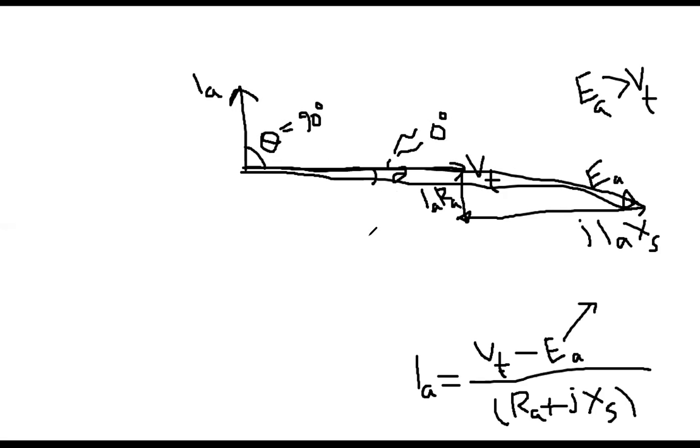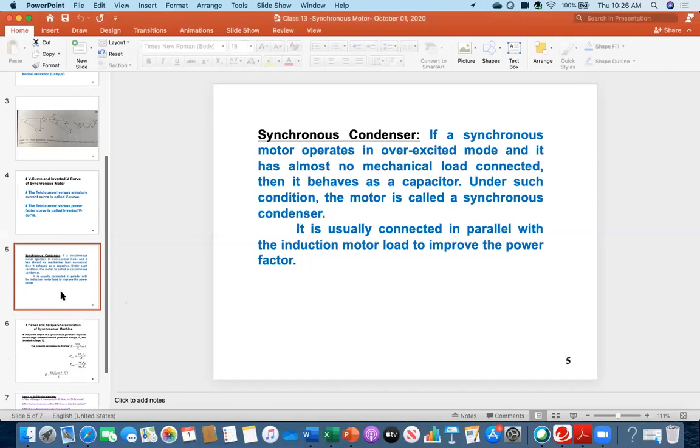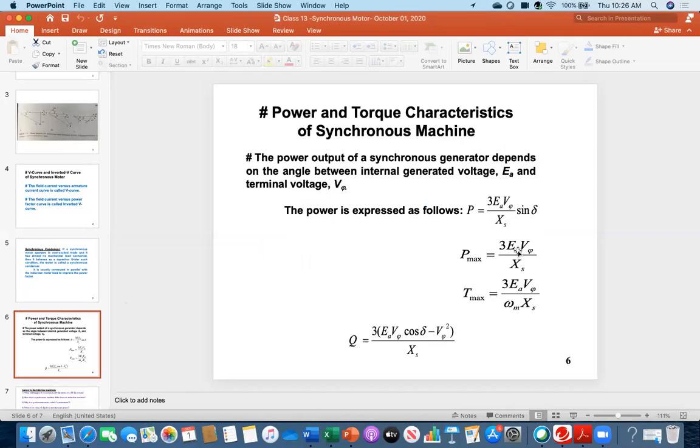So this condition is called the synchronous condenser. Therefore, if you remember the equation, let me go to that PowerPoint file again. If you all remember, I once showed this slide. Can you remember? In the previous class I showed you this slide. In the case of a generator, this is the power equation.